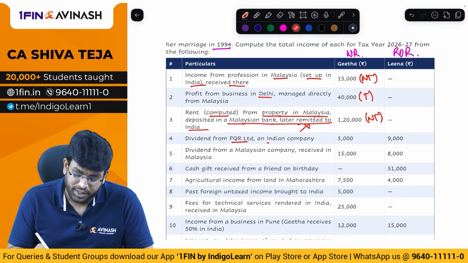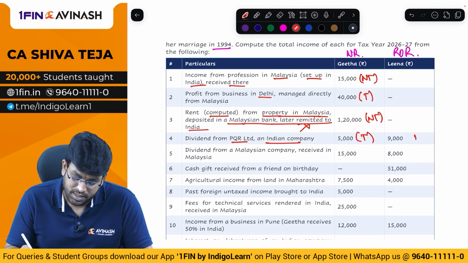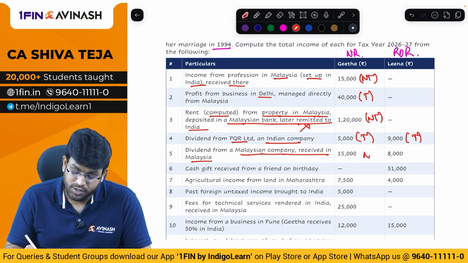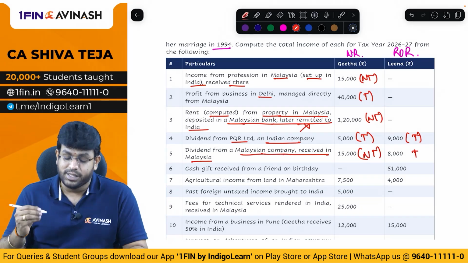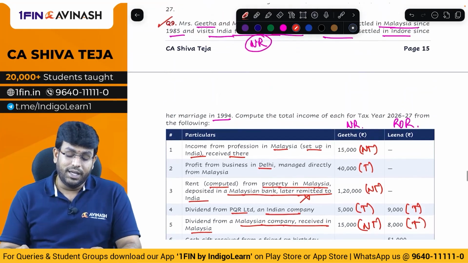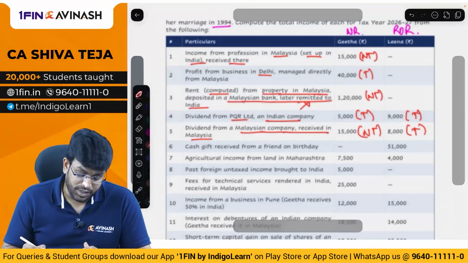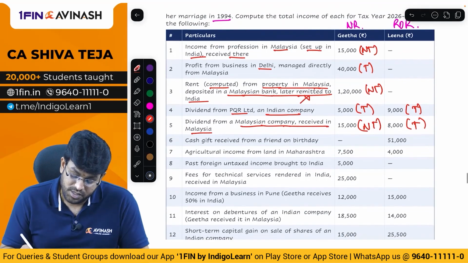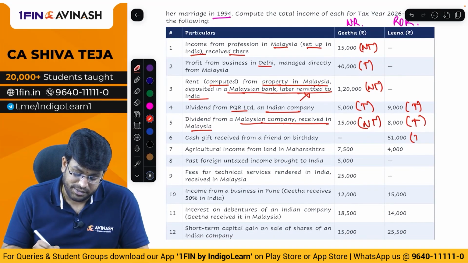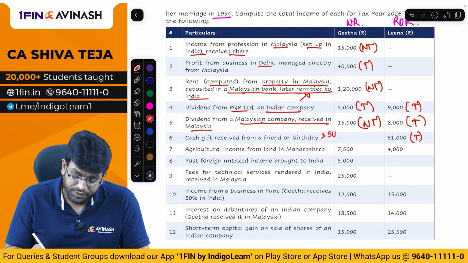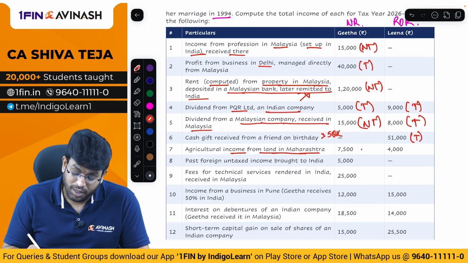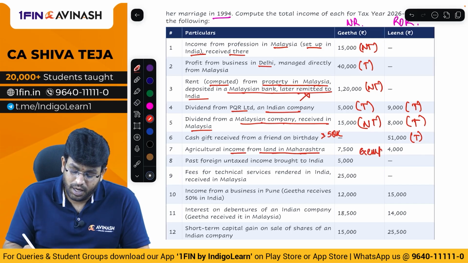Dividend from PQ Limited, an Indian company, this will be taxable. Dividend from a Malaysian company received in Malaysia is not taxable for Geeta, but it is taxable for Leena, because Leena is an ROR. Come on friends, next point please. Cash gift received from a friend on birthday, 51,000, this is taxable because it is greater than 50,000.